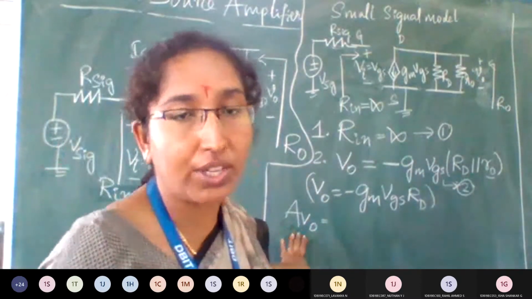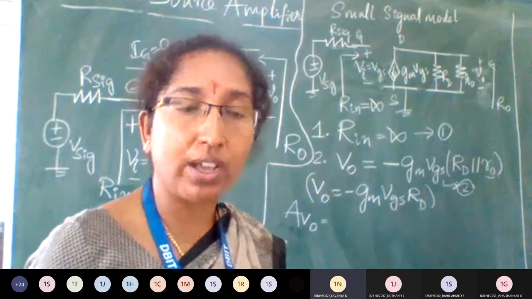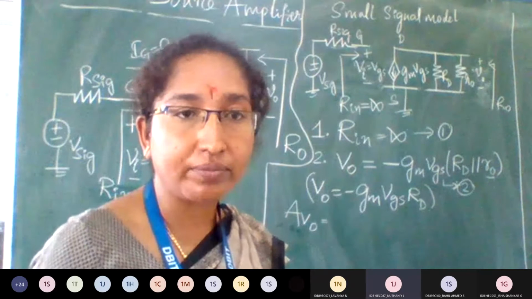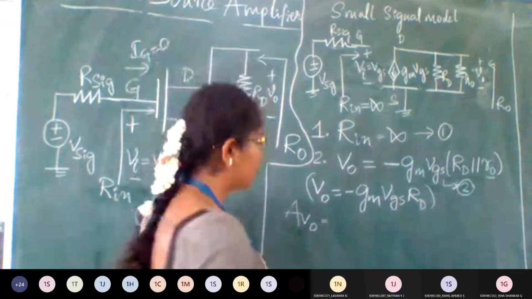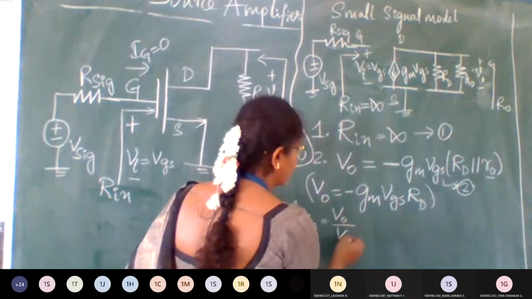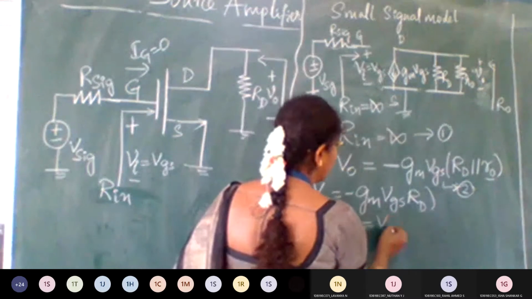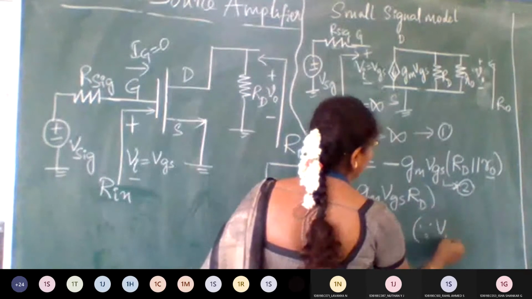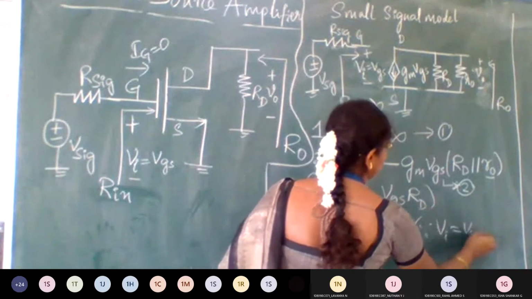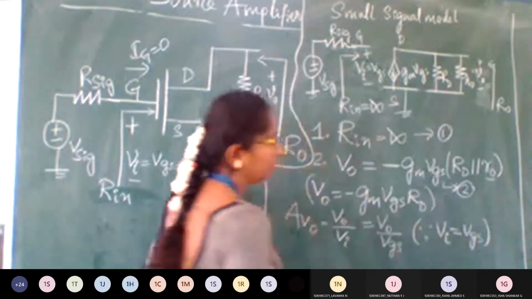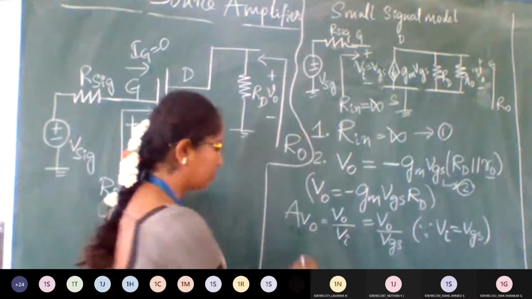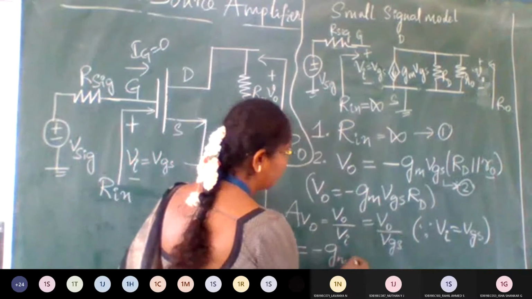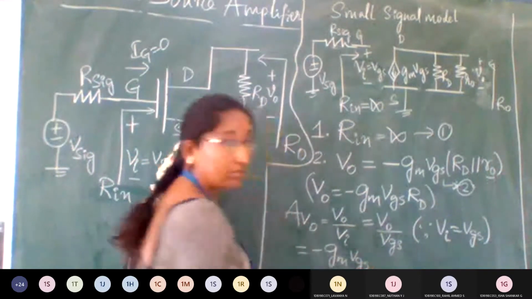What is the formula for voltage gain? Whether it is open circuit or closed circuit, what is the formula? How to find a gain? V0 by Vi. Yes, V0 by Vi. So now, V0 by VGS, because Vi is equal to VGS. Okay. So now, what will you get? What is V0? Minus gm into VGS.